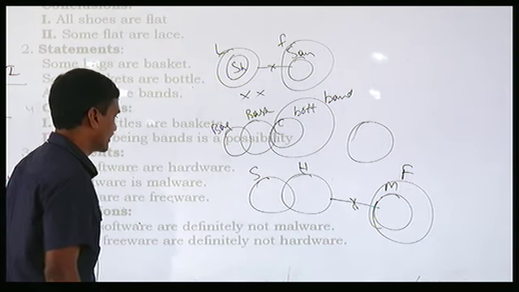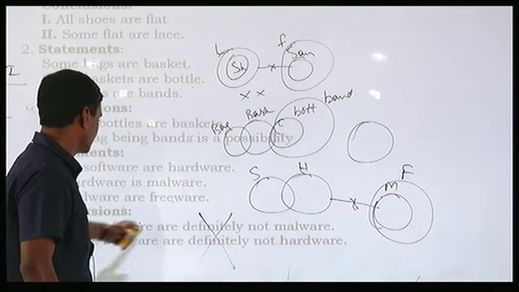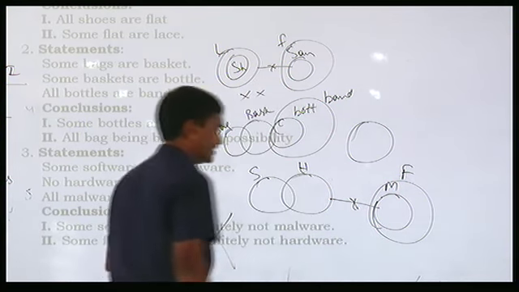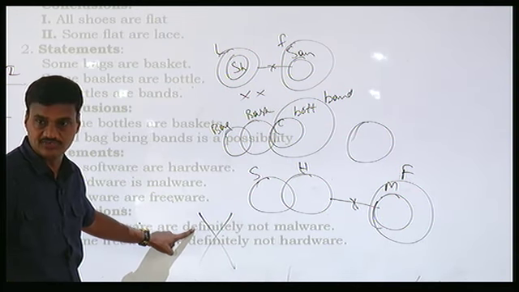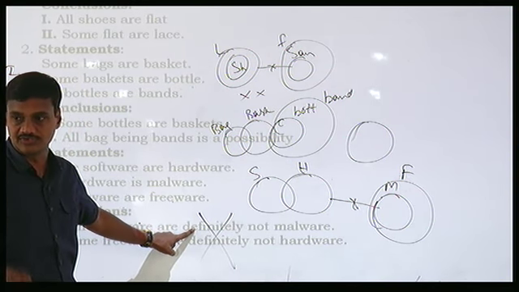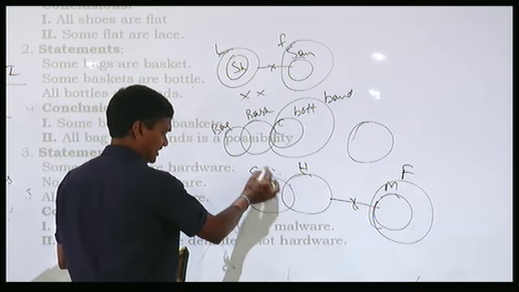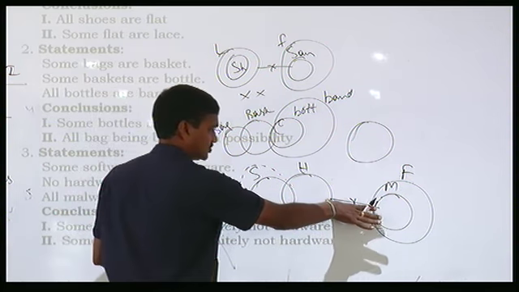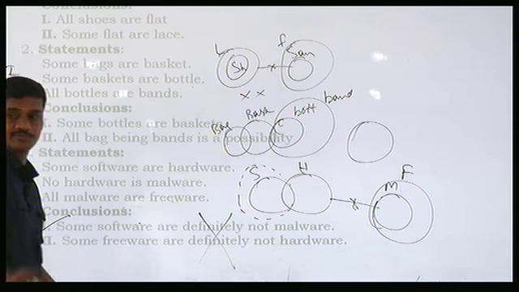Some software are not malware. Forget about these words definitely. No software is a malware, hence some software are not malware is true. In order to make this one false, what should I prove? All software are malwares, which means the entire software should be malware. Is it possible? No, because these two should not be intersected. Hence, the alternate diagram cannot be proven.